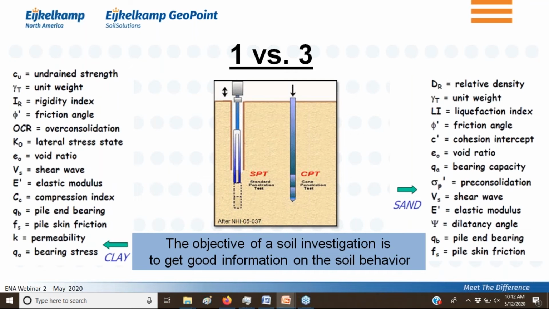The problem is that it's not that easy to describe how soil behaves. What you see here on the screen, on the left for clay and on the right for sand, is a whole bunch of different parameters that describe how soil behaves. The objective of the soil investigation method is to get information about that.